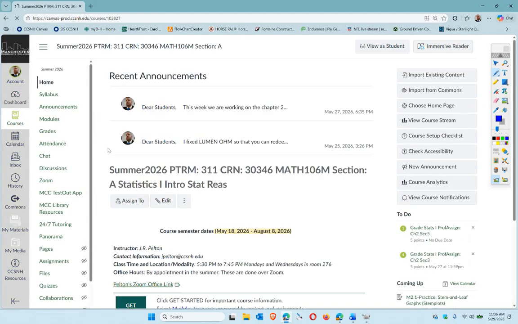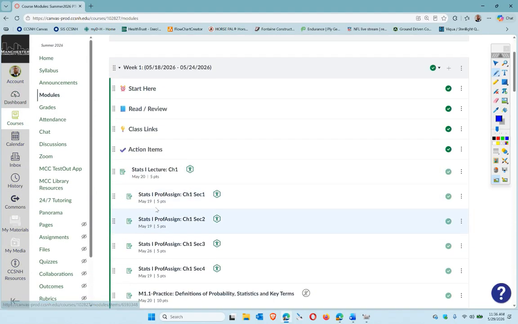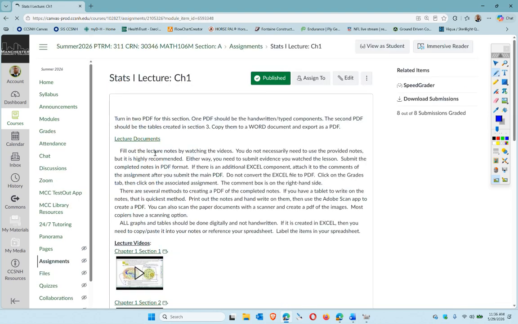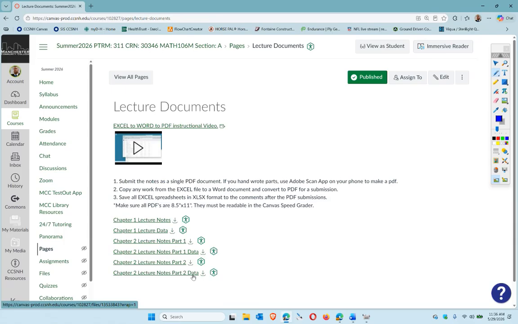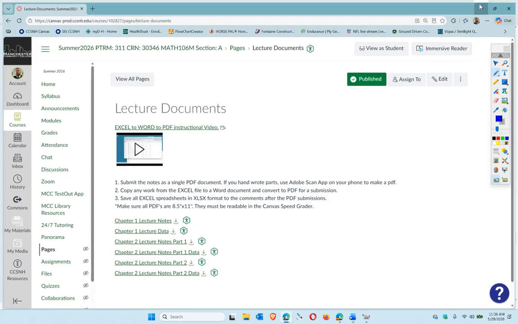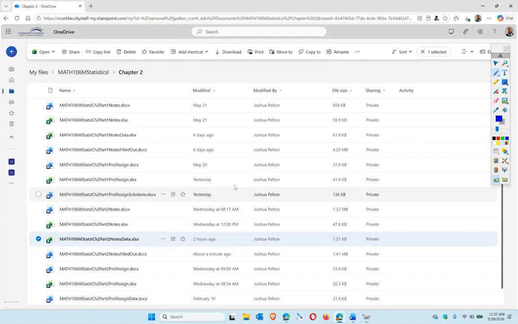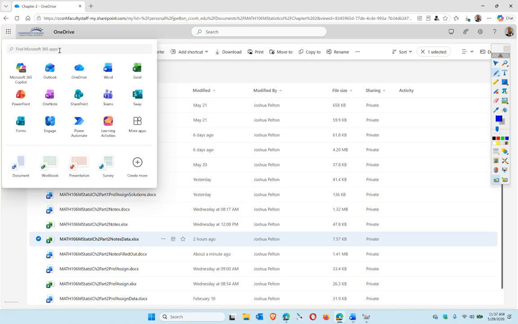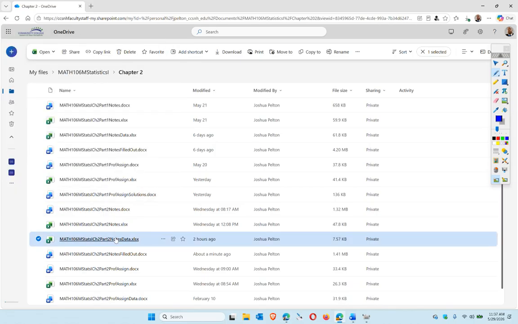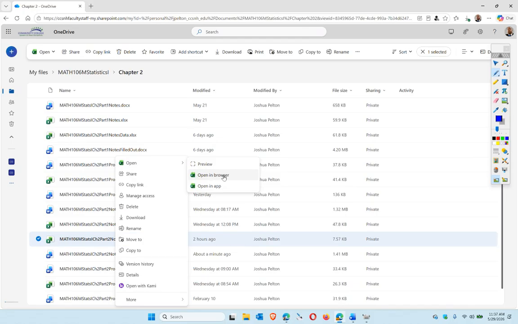Statistics, and modules, and lecture notes. Lecture documents. Okay, so there's the chapter 2 data right there, right? Part 1 data, part 2 data, download the data, okay? And then drop it into your OneDrive. So I'm going to drop it in my OneDrive, so it's right there. Right, so just go to your office.com, go to your OneDrive, drop it in there, and we can open it in the browser.